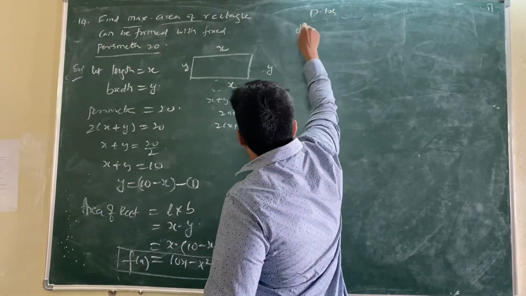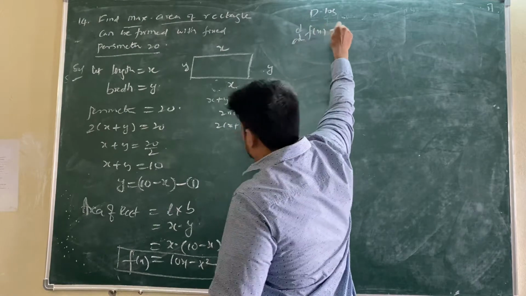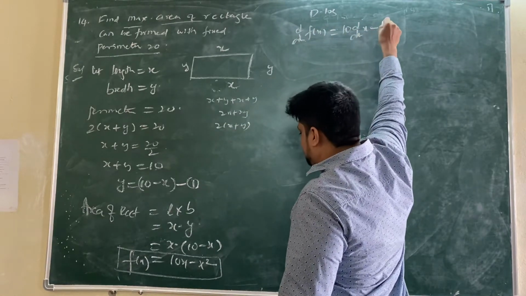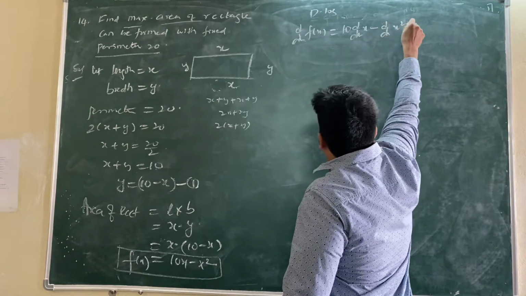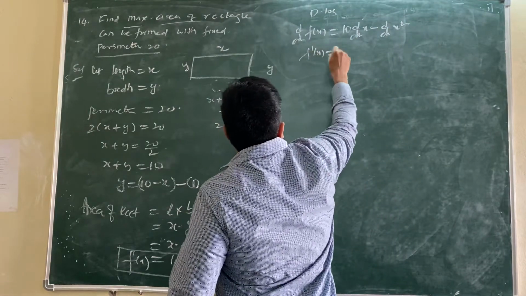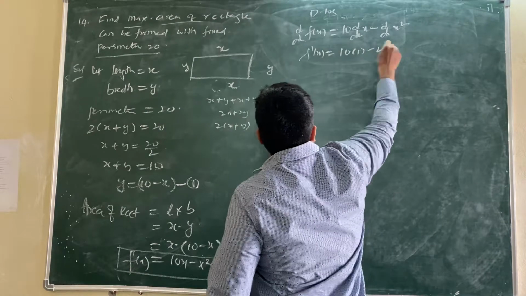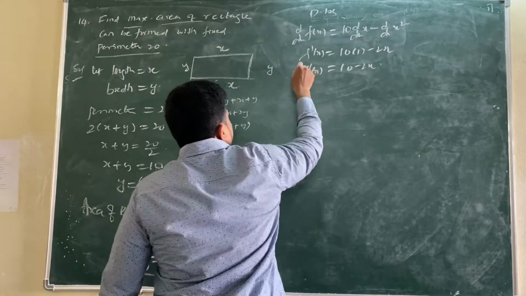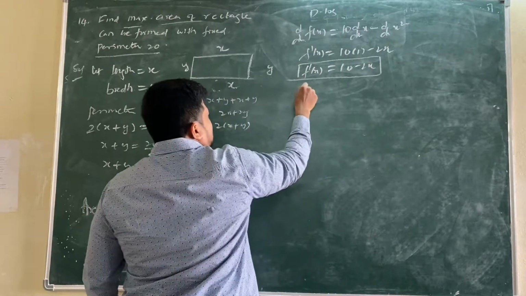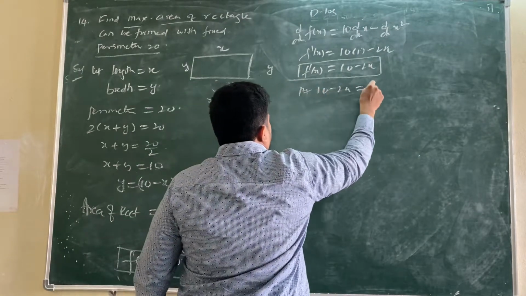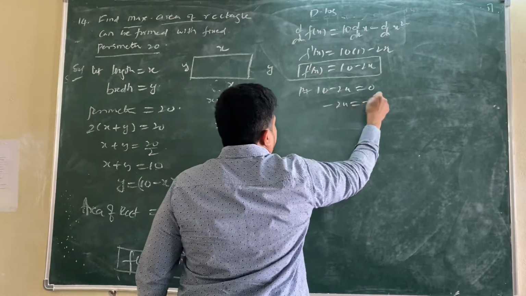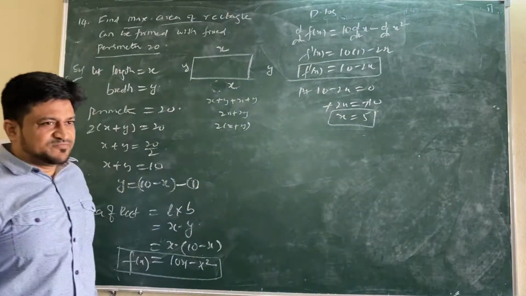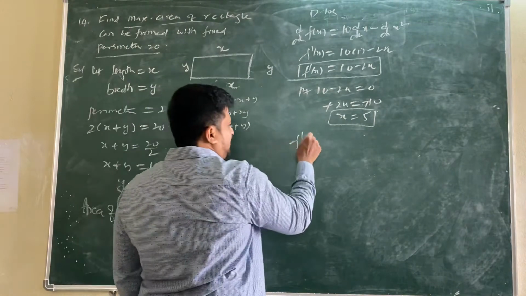Differentiating both sides. D by dx of f of x equals 10 into d by dx of x minus d by dx of x square. F dash of x is 10 into 1 minus 2x, so 10 minus 2x is f dash of x. Put 10 minus 2x equals 0. Minus 2x is minus 10. X is 5.